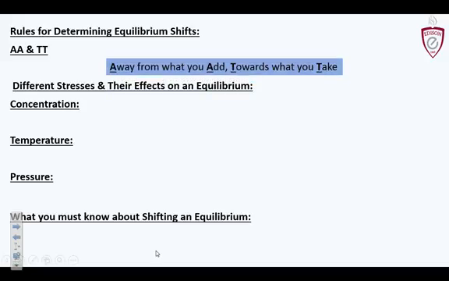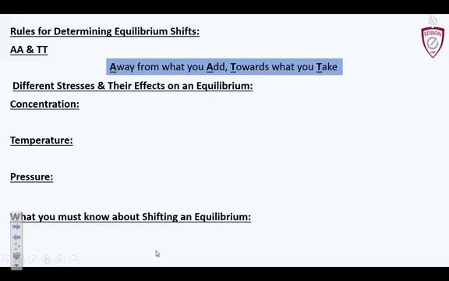So the big overall idea, the overarching theme of how to figure this stuff out is this right here: AA and TT. What's that mean? Well, the reaction is going to move away from what you add and towards what you take. You could add something and it shifts away from whatever you added, or you could take something, and the reaction will shift towards what you take.